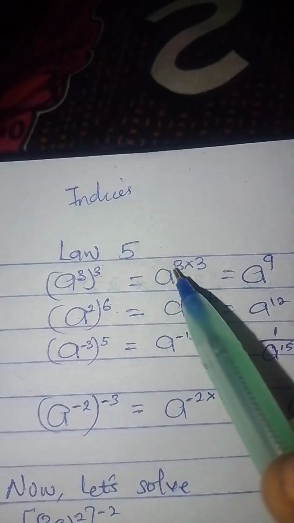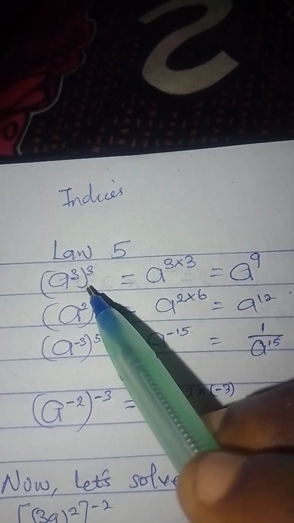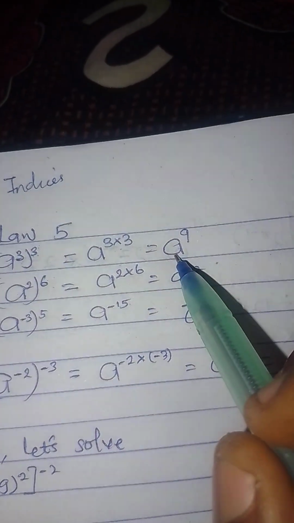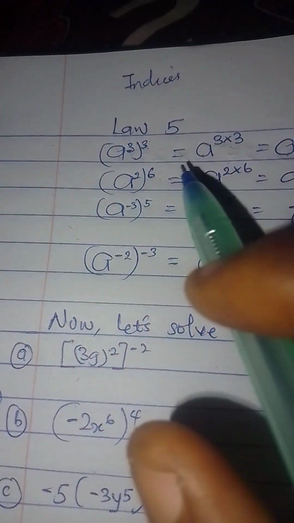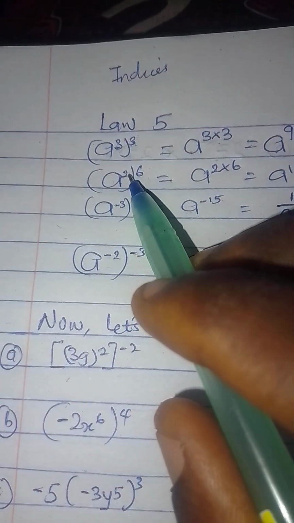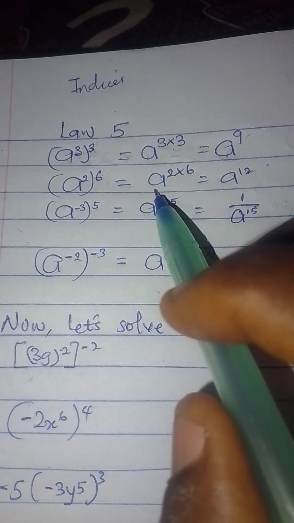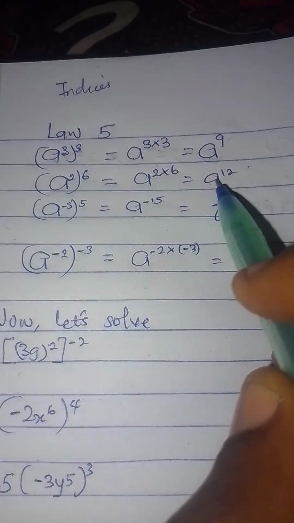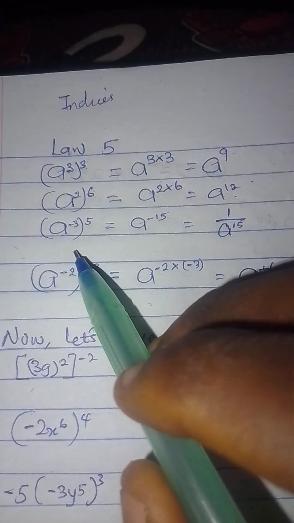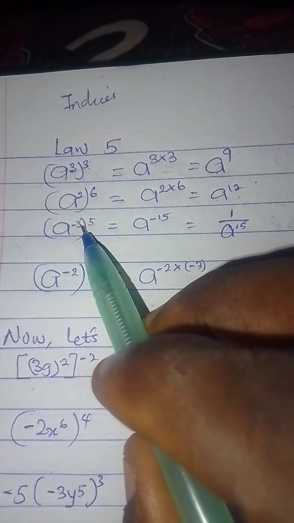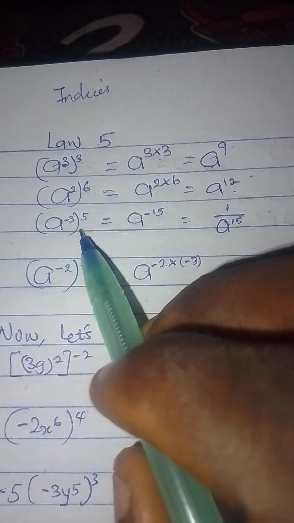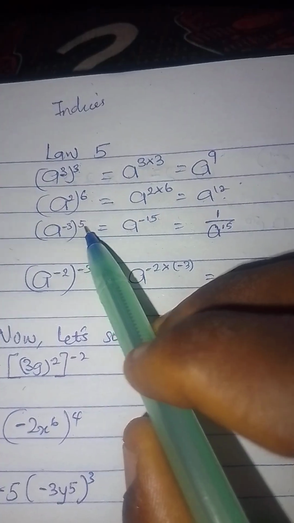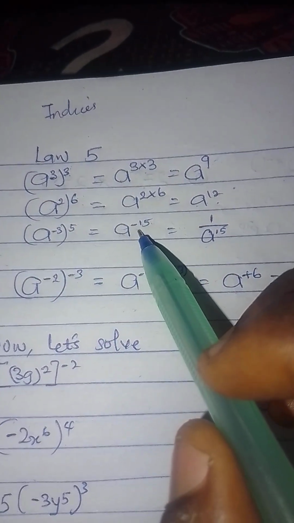So when we have a, write it down. Then we're going to have 3 times 3, like this. So that means this is a raised to power 9. Second one, a raised to power 2 times 6. So it's going to be a raised to power like this. Then 2 times 6 is 12. That's a raised to power 12 as our final answer. Then thirdly, we have a raised to power minus 3 in brackets, close brackets. Then we have 5. So 3 times 5 is 15. So I wrote it here, a raised to power what?